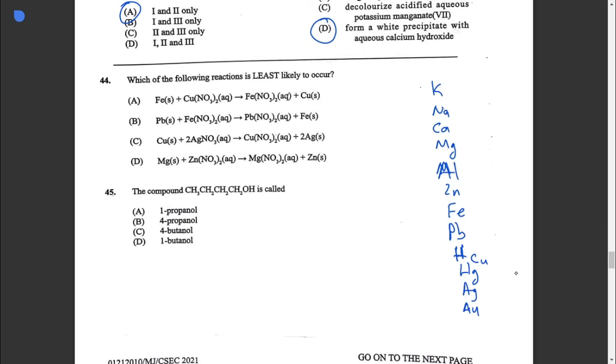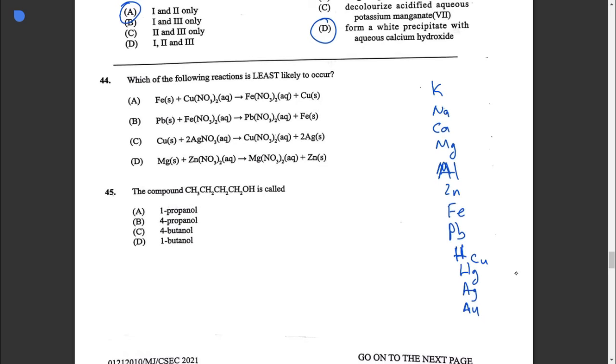Which one is least likely to occur? If you can recall, you can only displace an element if you are above it in the reactivity series. Any element that is below an element can be displaced by it. So potassium can displace all these elements in a reaction, but none of these elements can displace potassium. Let us look and see which one is the most feasible.